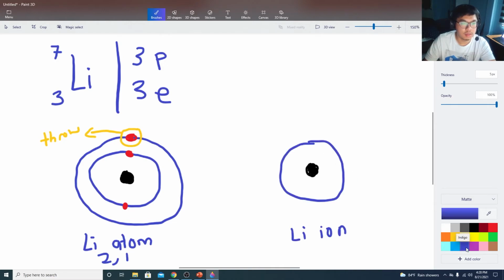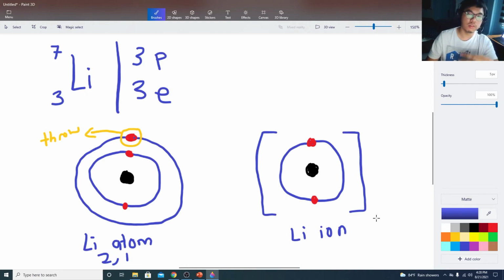Okay, because it lost 1 electron, so there's only 2 left, and the 2 electrons are in the first shell, and the first shell you can only fill in maximum 2, and that means that the first shell is filled in, right? You also need to figure out what's the charge of the lithium ion. Now because lithium loses 1 electron, that means there is 1 more proton than electron in the ion. So that means it's more positively charged. So the charge for lithium ion is plus 1.